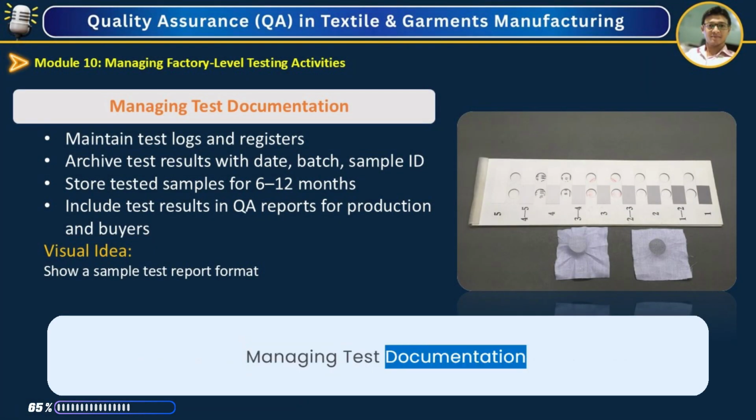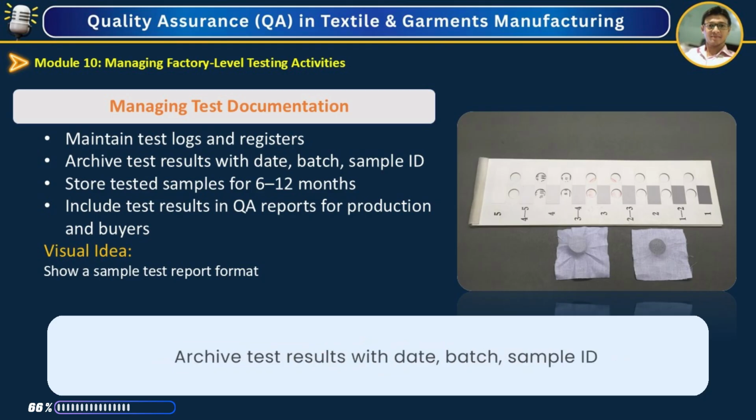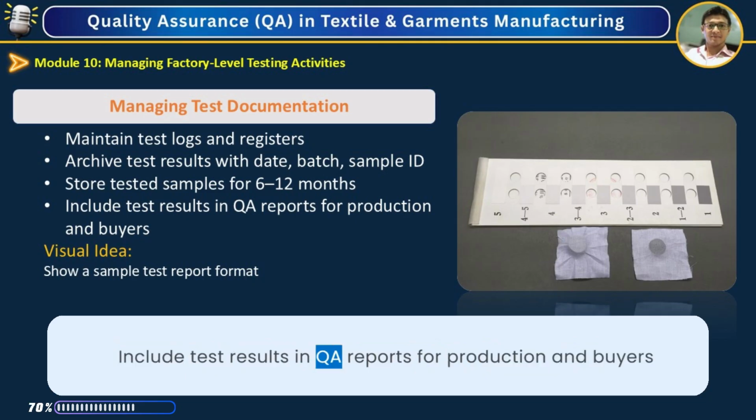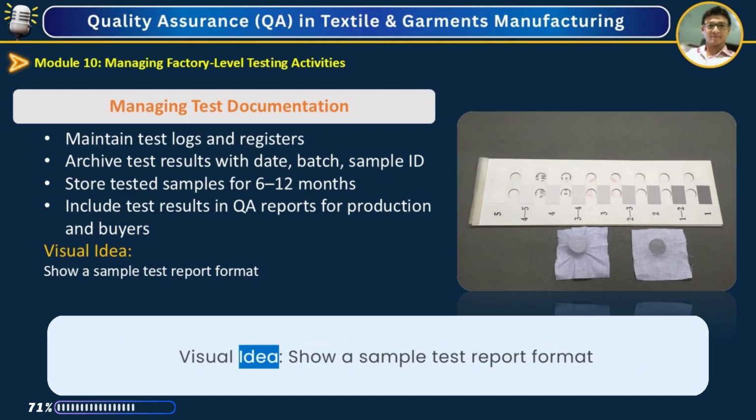Managing test documentation. Maintain test logs and registers. Archive test results with date, batch, sample ID. Store tested samples for 6-12 months. Include test results in QA reports for production and buyers. Visual idea: show a sample test report format.